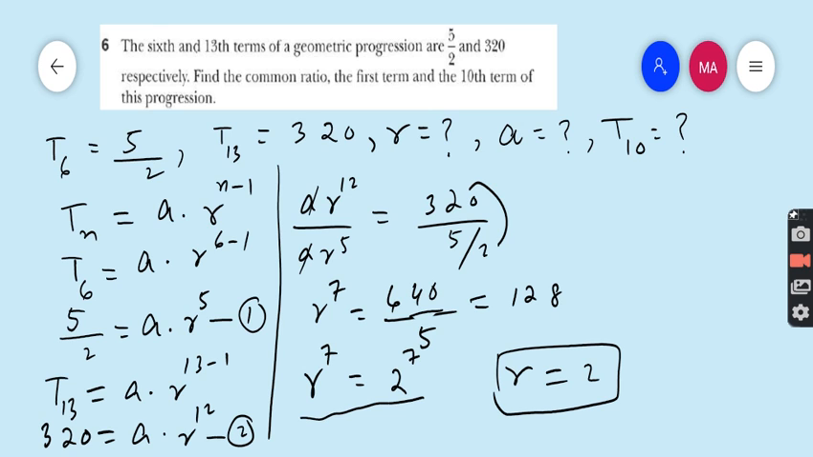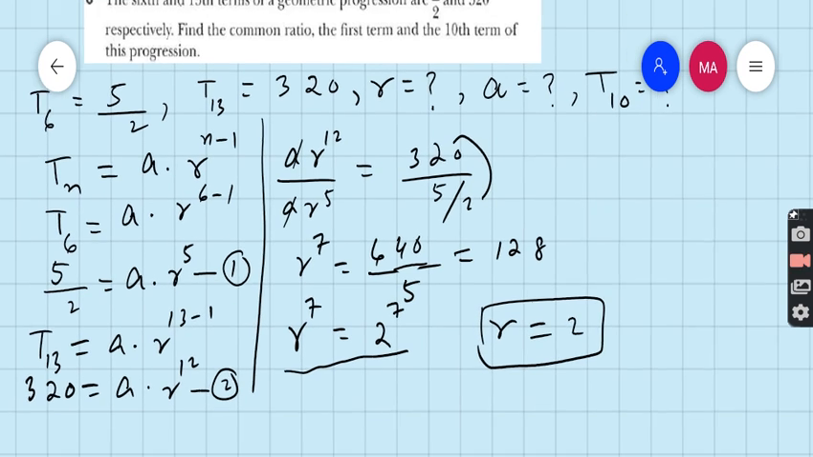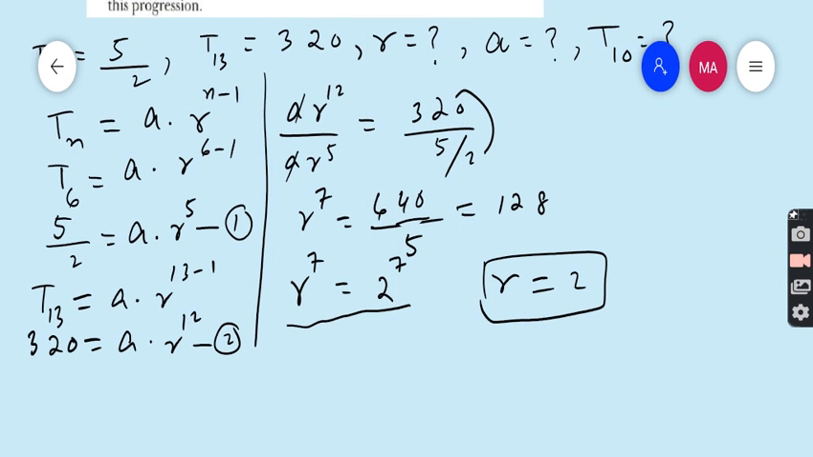So the first requirement has been fulfilled. The value of r is 2. How to find the value of a? Put the value of r in either equation number 1 or equation number 2. So I am putting the value of r, 2, in equation number 1. So 5 upon 2 equals a times 2 to the power 5.